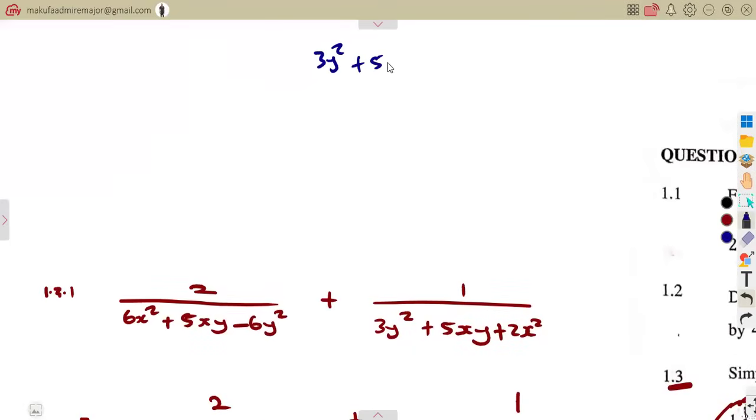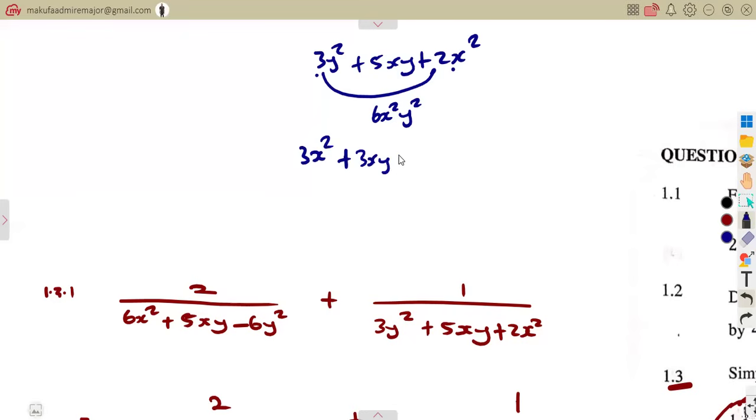3y squared plus 5xy plus 2x squared again. We multiply this and this, that will be 6, so we've got 6x squared y squared. This one, by just looking, guys, this is 6, this is 5, so the two terms there are going to be 3 and 2. So that will be 3xy plus 2xy, plus 2x squared. What is common for the first two terms? 3x. 3x squared divided by 3x will be x. 3x and 3x cancel, you remain with y there.